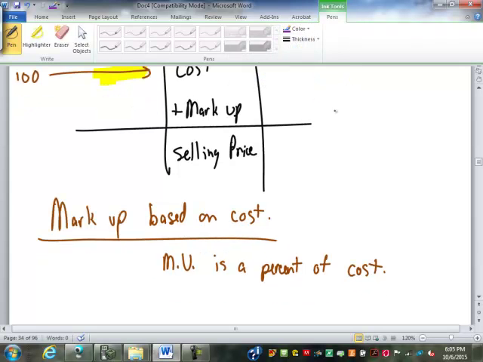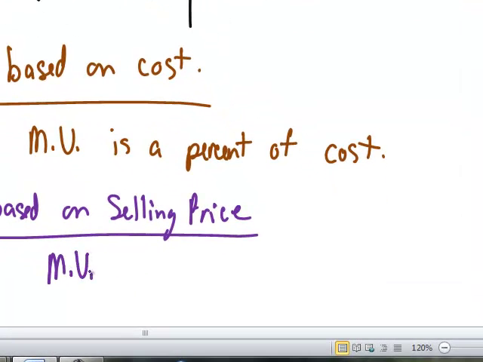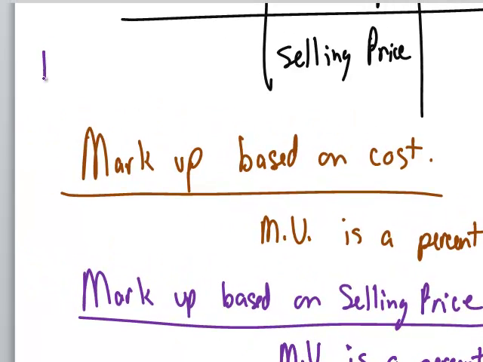Now I'm color coding this on purpose. There's markup based on the selling price. Now in that case, the markup is a percent of the selling price. So then the 100%, since it's based off the selling price, is going to go with the selling price. Let me show what I mean by that.